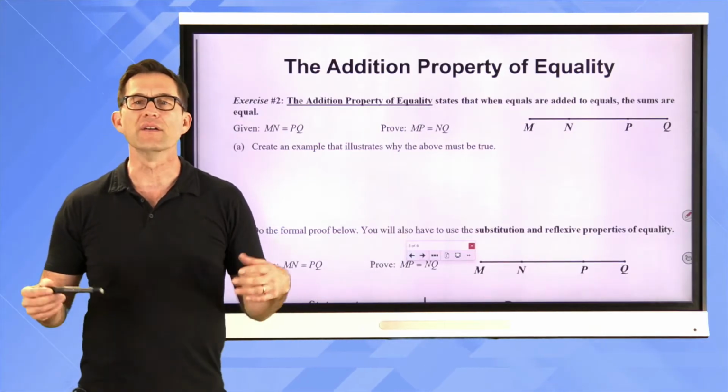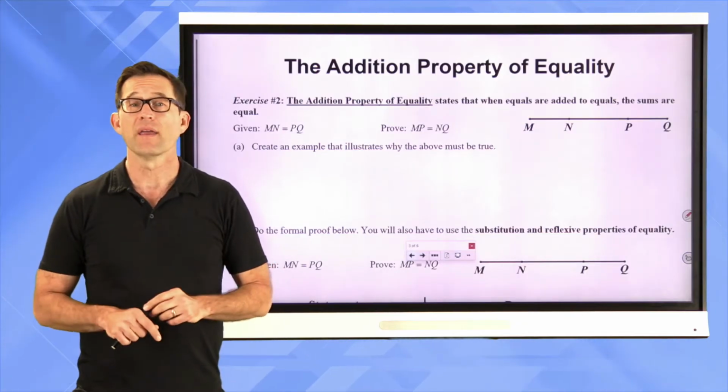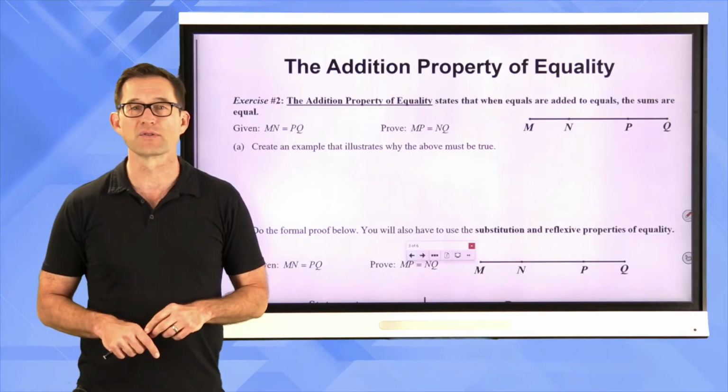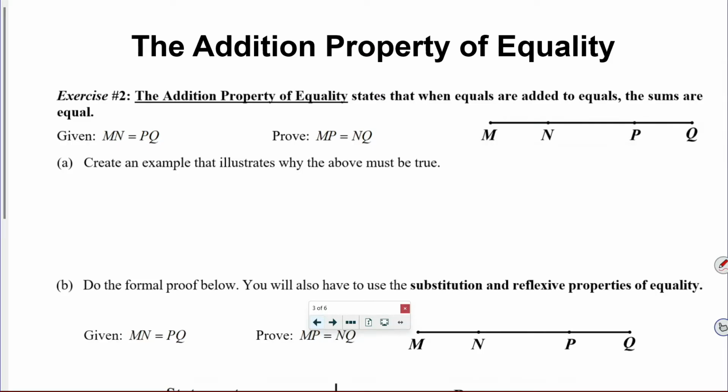Now let's talk about the addition property of equality, which you've used all the time in algebra in order to help you solve equations. Now let's take a look at how it works in geometry. Exercise number 2. The addition property of equality states that when equals are added to equals, the sums are equal. Given MN is equal to PQ, prove that MP is equal to NQ.